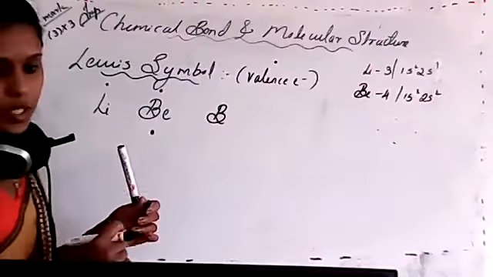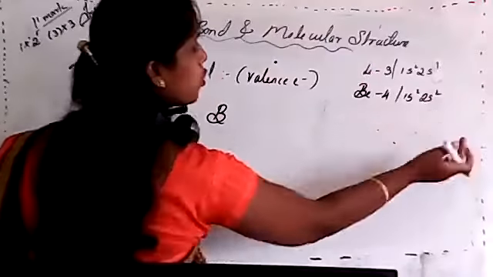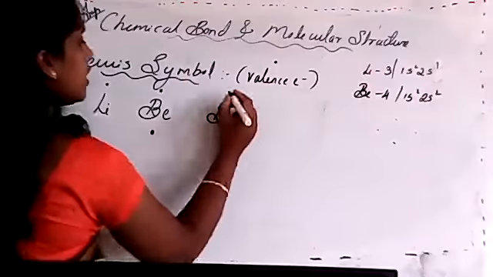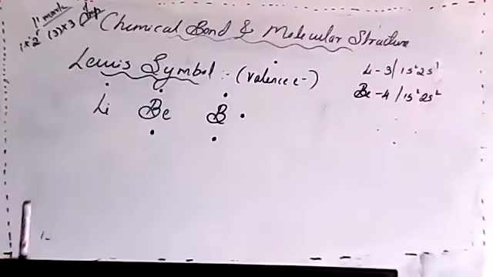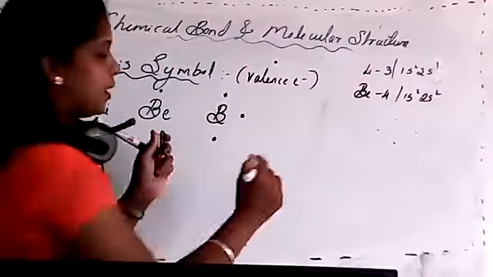Yes, how many electrons, student, for boron? 1s2, 2s2, 2p1. Yes, 1, 2, and 3 valence electrons. Clear?